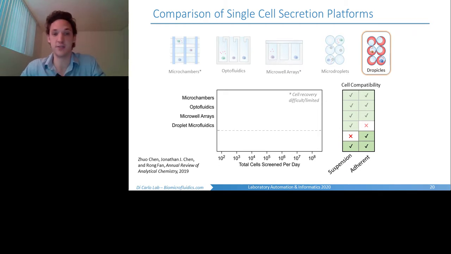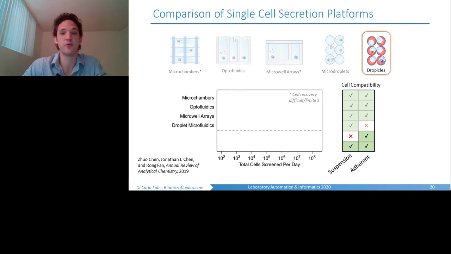There are other advantages to these systems, which I don't have time to go into detail about. For some of these systems, cell recovery, as I mentioned before, is quite difficult. So these microchambers and microwell arrays are not really well suited to sorting and high throughput. Another thing to consider is cell compatibility. A lot of these systems are theoretically compatible with suspension and adherent cells. Droplet microfluidic approaches are not very well suited for adherent cell types. As you can imagine, they have no surface to adhere to, and depending on how long you have to incubate the cells for, this is not an ideal situation.